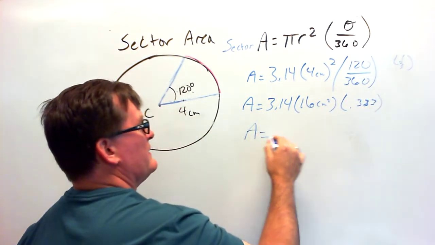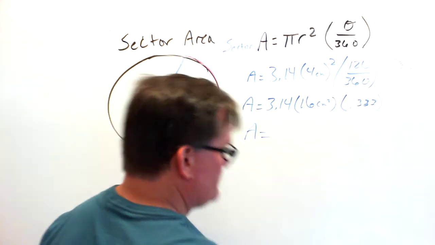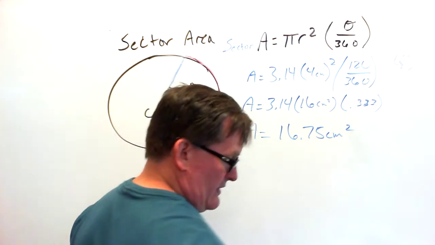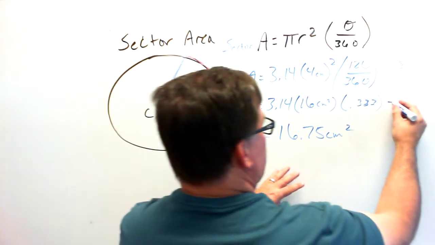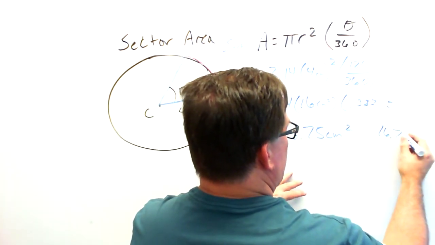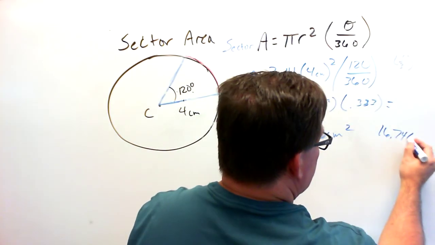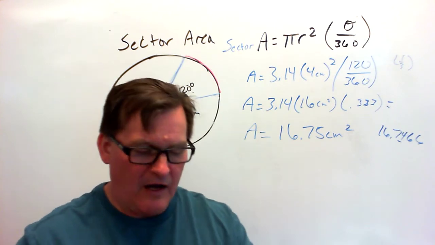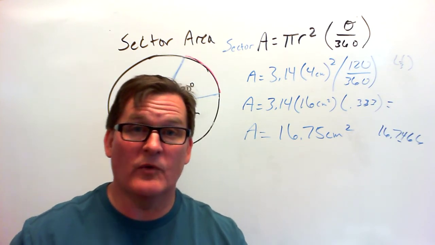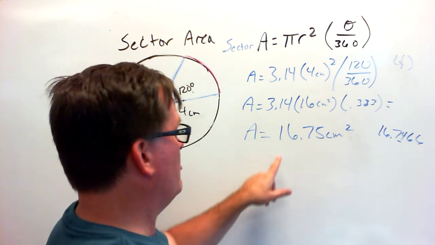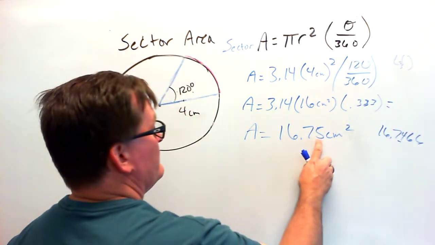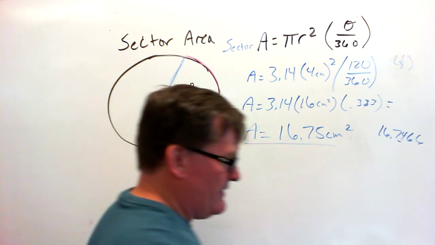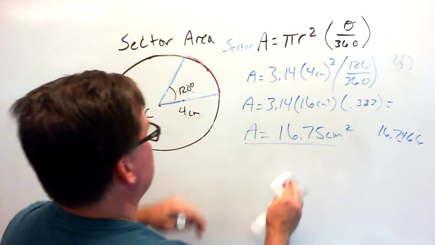And when you plug it into your calculator, your final answer is 16.75 centimeters squared. Actually, the final answer is like 16.746 and goes on and on and on, so I rounded to 2 decimal places. Often your curriculum or your teacher will tell you where to round them, so that it's an appropriate measurement. I rounded to the nearest hundredth or to the second decimal place, and my answer is 16.75 centimeters squared for the area of that sector.